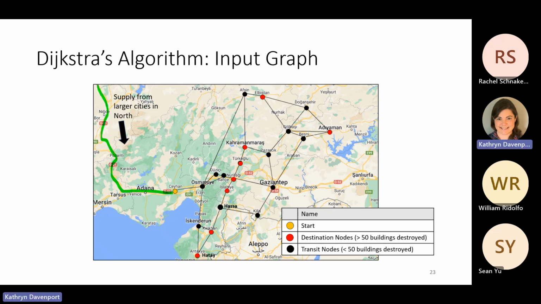This map represents the input graph for Dijkstra's algorithm. The start node was Seihan, which is a natural entry point into the disaster zone, assuming supplies are coming from larger cities in the north along the main highway network. Then I broke the nodes into two groups. Destination nodes were those with the greatest number of destroyed buildings, 50 or greater, and the transit nodes had less than 50 buildings destroyed.